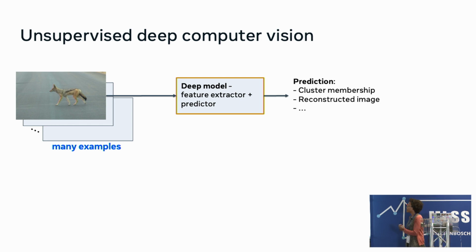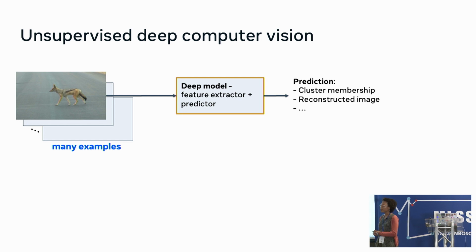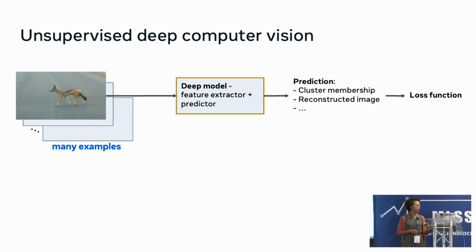And so given that this model includes a predictor, you're going to have as output some sort of prediction. And for unsupervised learning tasks, normally the prediction could be something like a cluster membership, because very classically, one such unsupervised learning problem could be clustering, or it could be something like image reconstruction. There are many different things that you might want to predict in this paradigm. And so once again, once you have a prediction, you can apply some sort of loss function to it to assess the fit of that model, and then use that as a signal to update it.